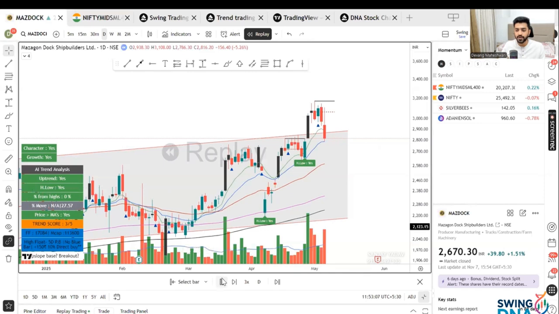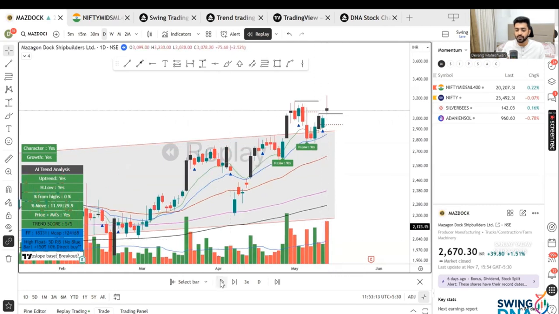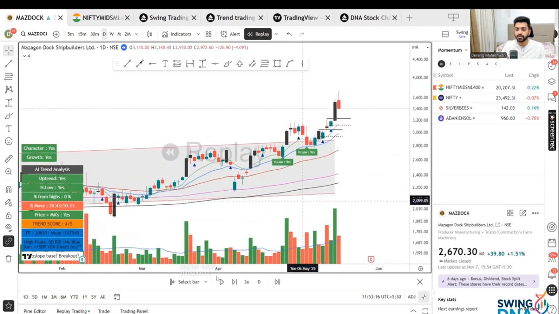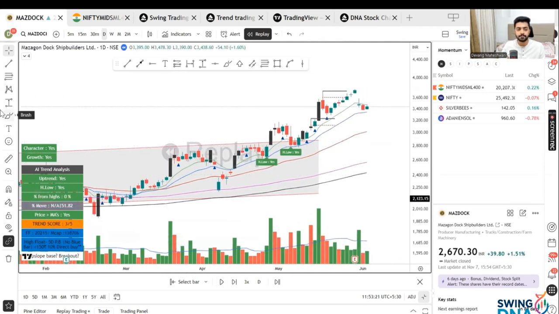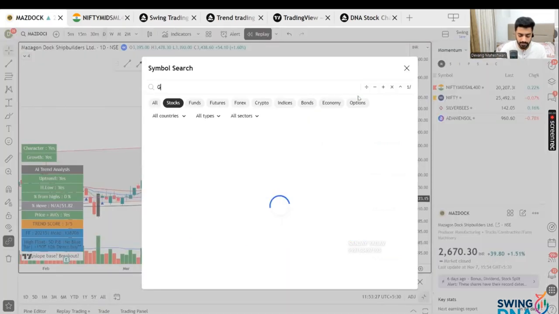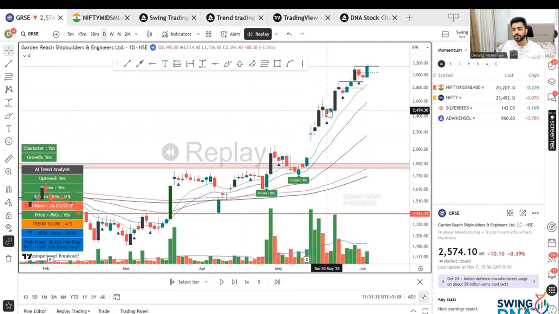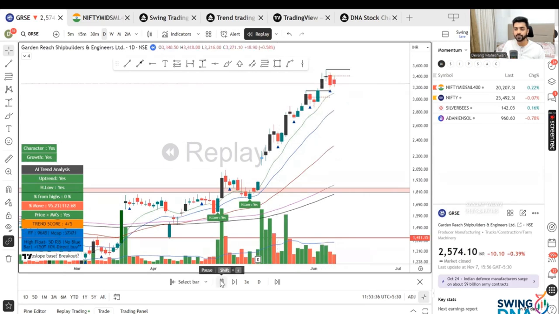So wait for 5 days. If you get an entry, it's fine. So 1, 2, 3, 4, 5, and this is the 6th day. Maybe in this candle or maybe in 1, 2 candles later on. Then this moved, not that great a move. 12-13%, and on result it fell badly. GRSE moved better. On result day, it then gave 20-30% or so.